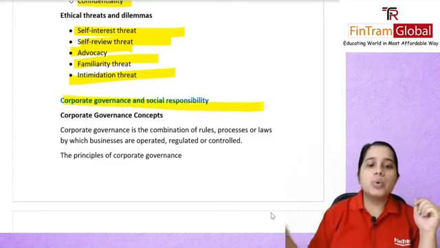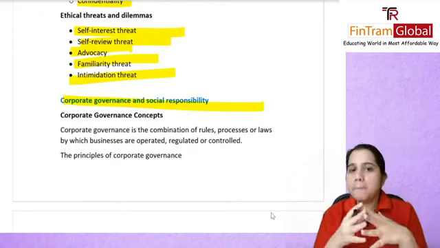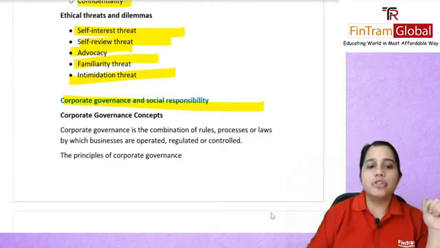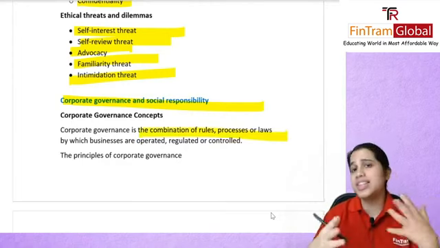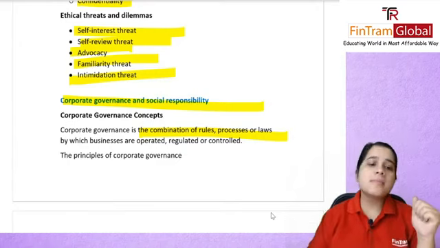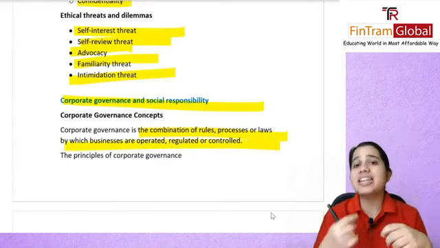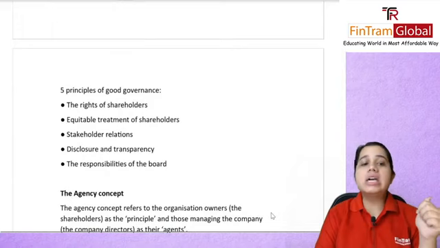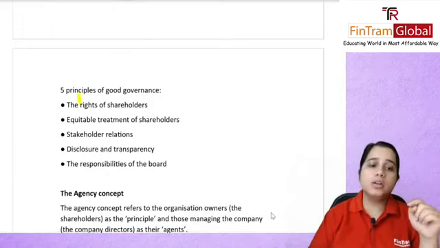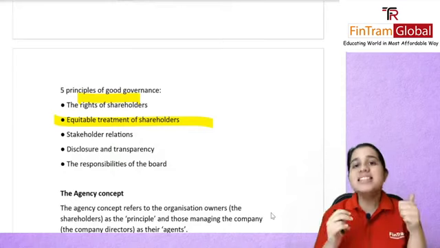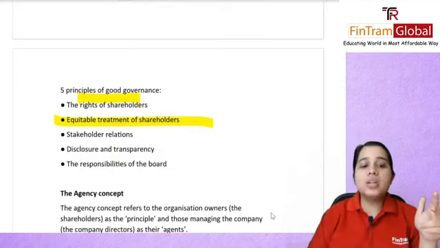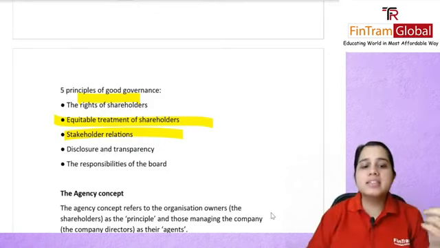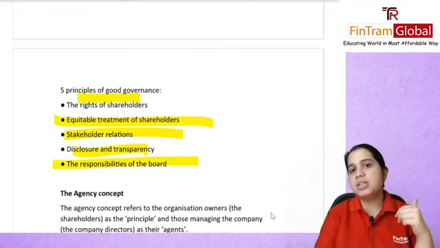Next is corporate governance and social responsibility. Corporate governance is basically the concept of how organizations are directed and controlled. It is the combination of various rules, policies, processes, and laws by which businesses are operated, regulated or controlled. What are the principles of corporate governance? There are 5 principles: the rights of shareholders. You should treat all your shareholders equitably, that is equally. Stakeholder relations, it's not just your shareholders who are important, there are other stakeholders also. Disclosure and transparency, and the responsibility of the board.